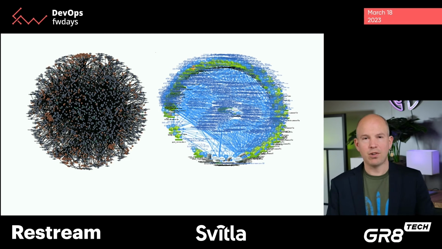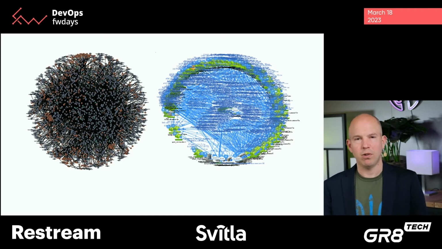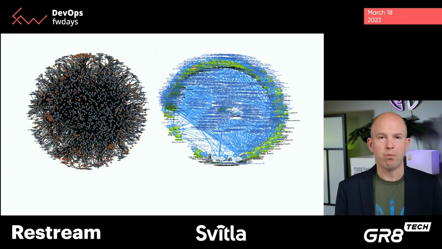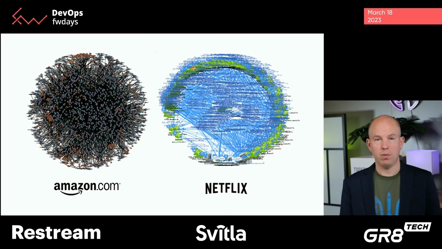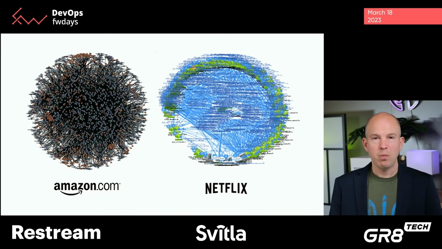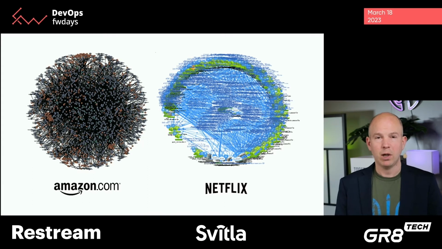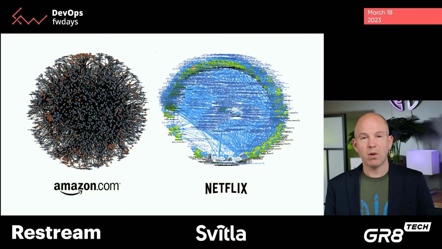So let's have a look at these two images. Do you know what these are? Well, let me explain to you. These are actually the network architectures of two very big web applications. One is Amazon.com, the web shop, and the other is Netflix. So looking at these complex applications, how do you make sure that they are actually resilient to failure? Well, the answer is simple. You can't.